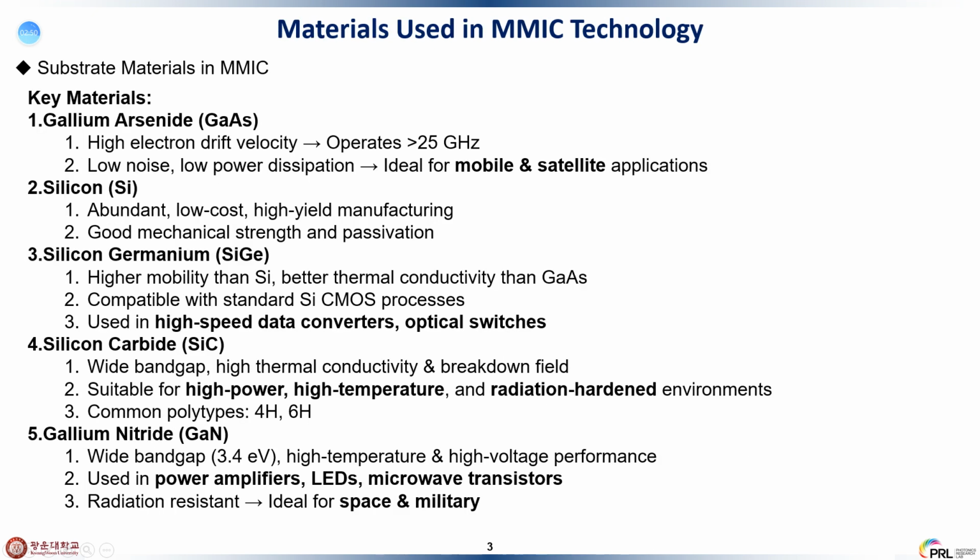The next part is the materials in the MMIC technology, and here I show some material from the textbook. We can see five materials, and the first are gallium arsenide, silicon germanium and silicon carbide. The choice of substrate depends on the required frequency, power handling, thermal performance and cost.